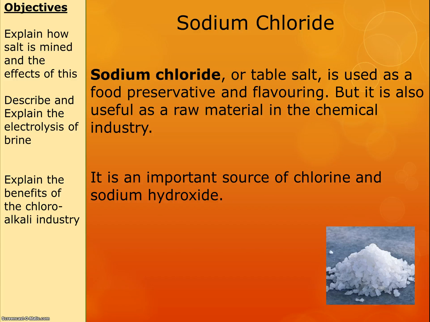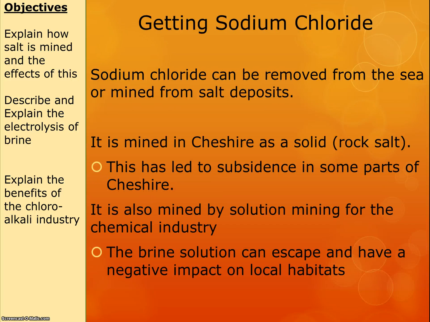So it's used as a preservative and a flavouring, but sodium chloride can also be used as a raw material for chemical reactions. So it's used in an awful lot of industrial processes. Sodium chloride is also a source of chlorine, which is again something that we use in chemical reactions a lot, and again sodium hydroxide. So this is just all about how we're going to get that from salt water. Well, I say from salt water. There are two ways we can get sodium chloride. One of them is from getting it from the sea, and the other is from mining salt deposits.